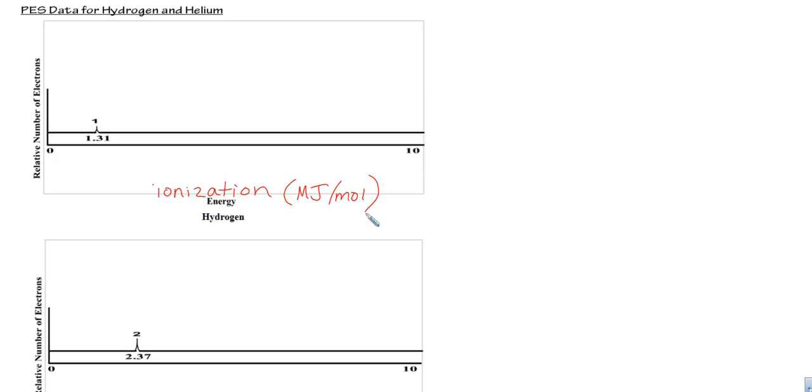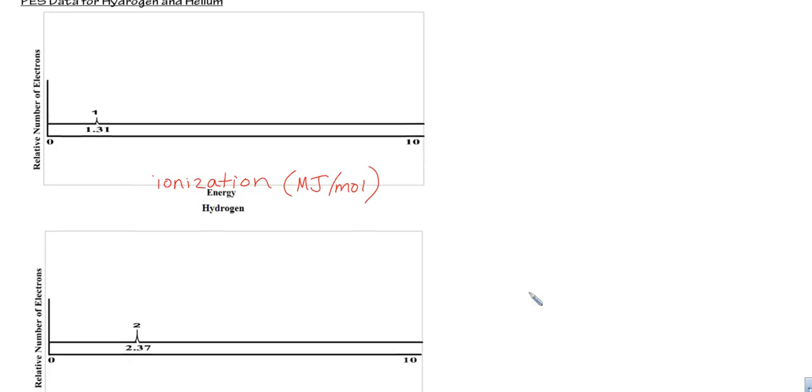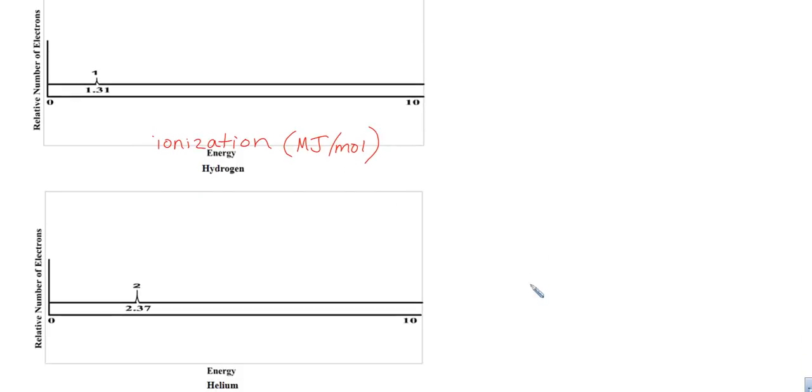Okay, so there is only one electron in the hydrogen atom. So this peak is pretty small versus helium. Look at helium. There are 2 electrons in the helium atom. So this peak is a little bit higher. Can you kind of tell that that one's a little bit higher? And this is a little bit lower? So the height of the peak represents the number of electrons being removed. And then as I go across, it measures the amount of energy needed to remove those electrons.